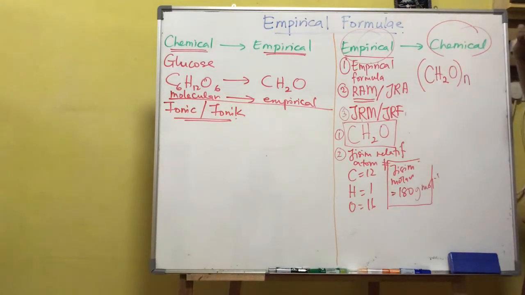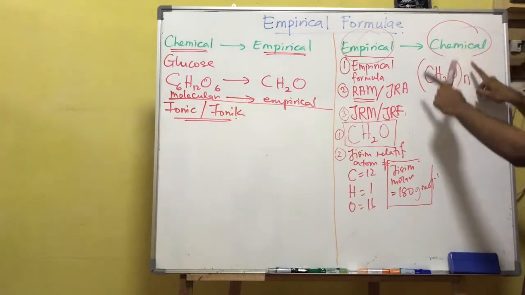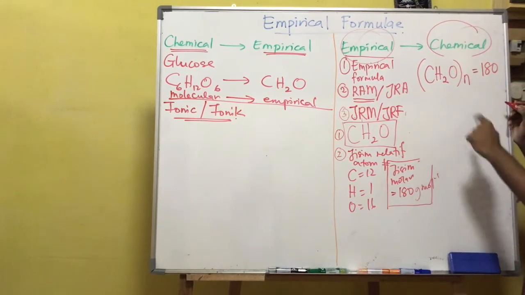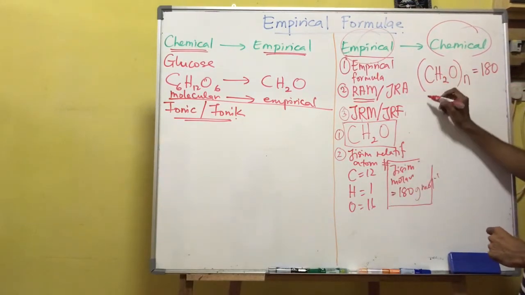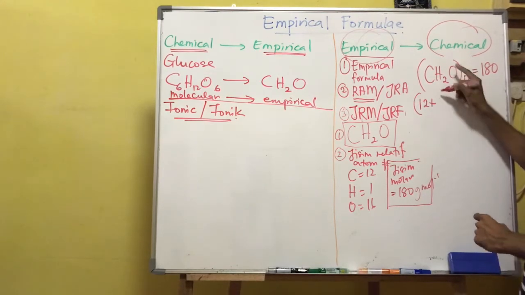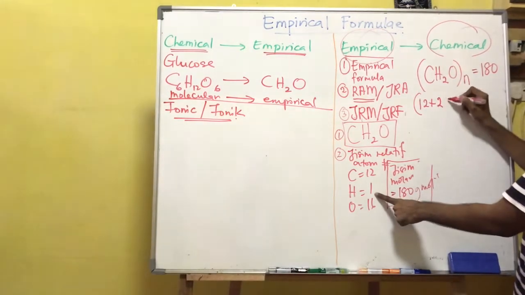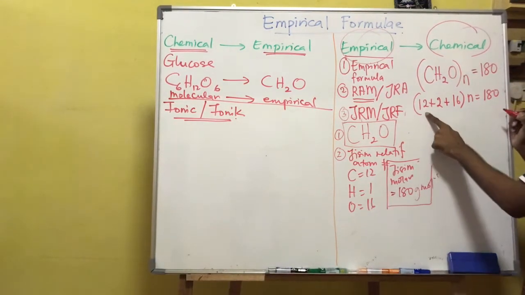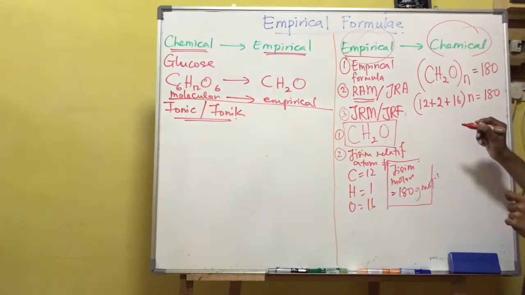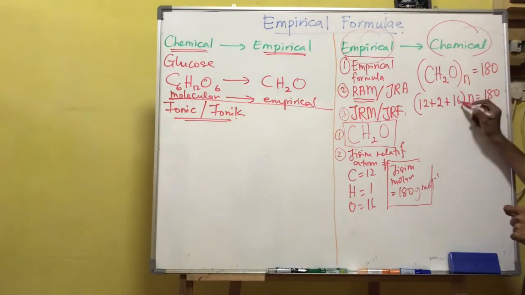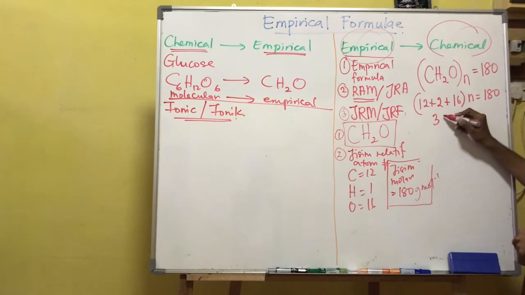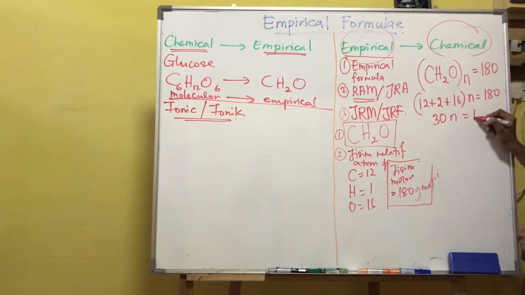So now it is CH2O, we times it by n, the total mass should be 180, right? Now what is the mass of carbon? 12 plus 2 times 1 plus oxygen 16, times n, equals 180. So 16 plus 12 would give you 28. 28 plus 2 would give you 30. So 30n equals 180. n would give you 6.